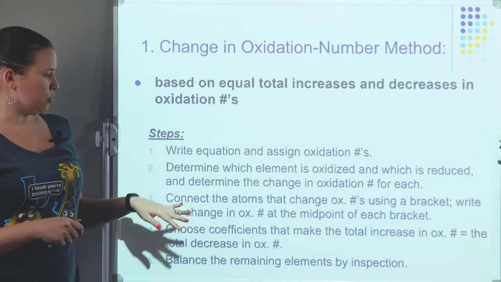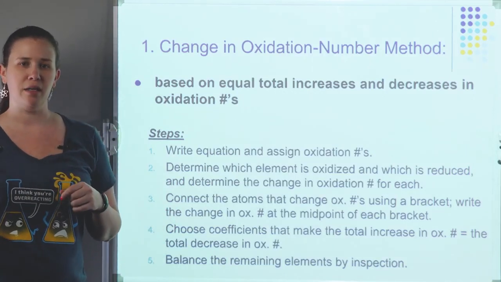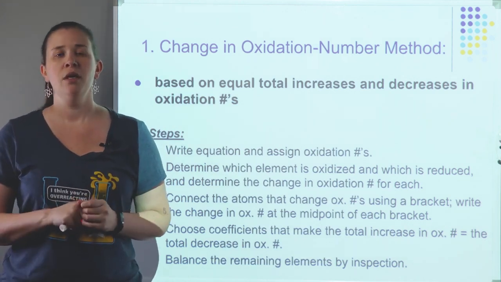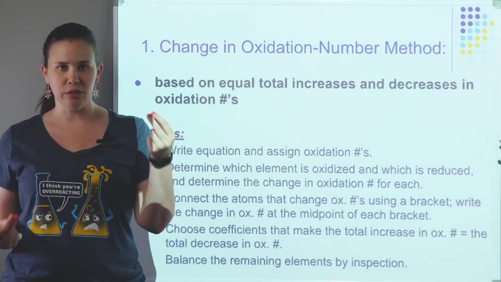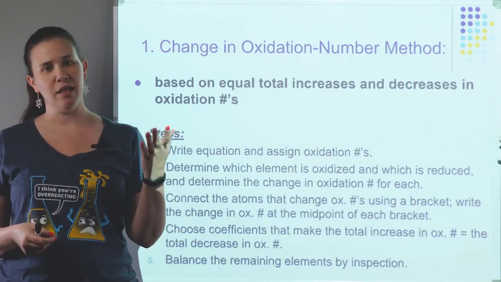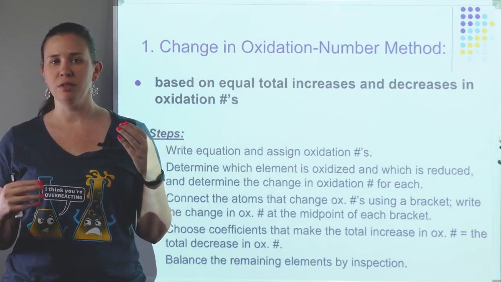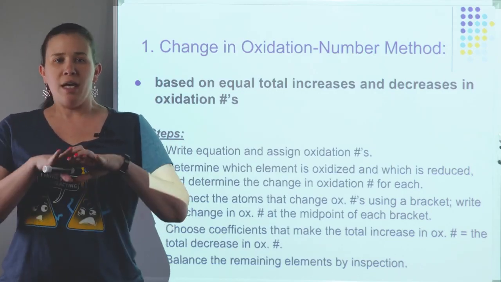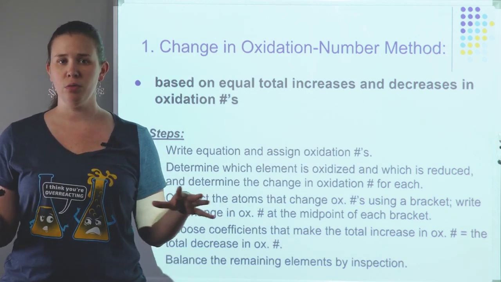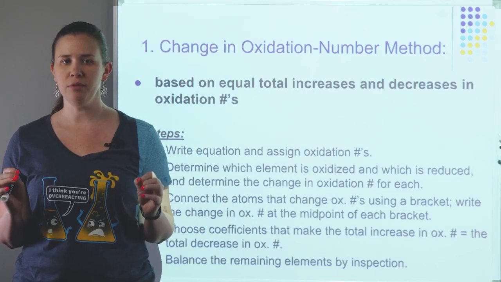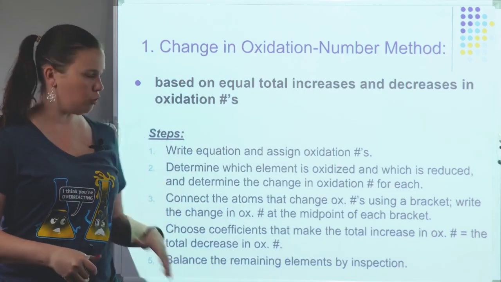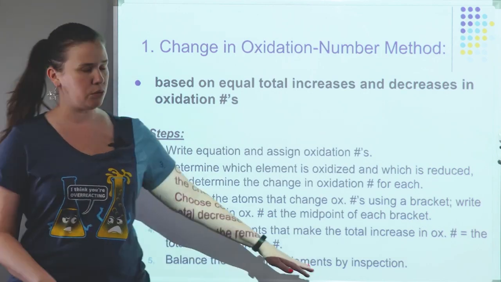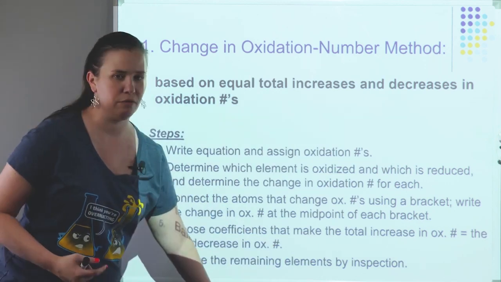Once I find that pair, I'm going to connect the atoms that change using a bracket, and in the middle of the bracket, I'm going to write what the change in oxidation number was. My goal is then to create equal changes. So for example, if I have a gain of 4 but a loss of 2, then I would need to double that loss in order for it to balance out with a gain of 4. Once we have the proper multipliers, we use those as coefficients on the connected atoms. But then you may also need to, at the end, go back to the things that weren't part of the redox reaction and also balance them, old school, by inspection, by looking and counting the number of atoms.